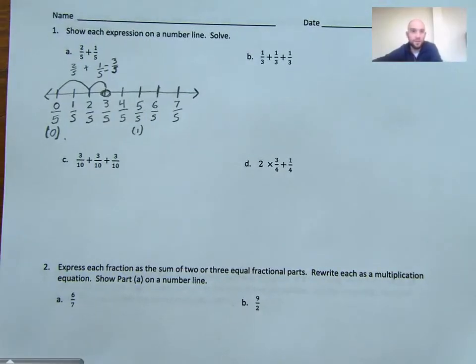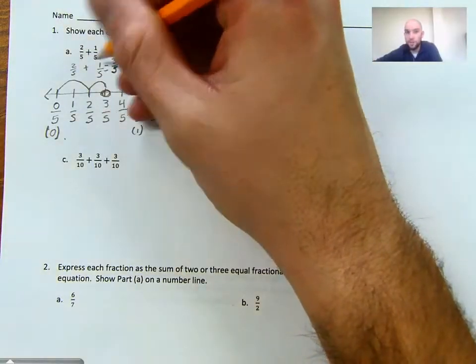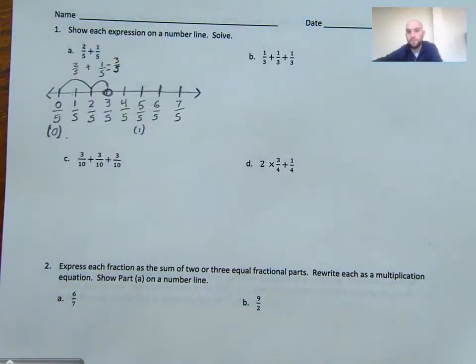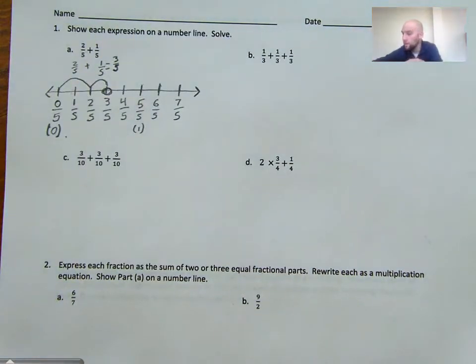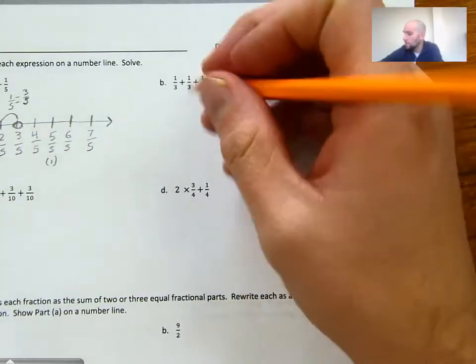We're going to continue to do this on the number line, but notice that our numerator changed, our denominators stayed the same. Fifths is the unit that we are using when we're adding, so that will remain the same. Let's look at letter B.